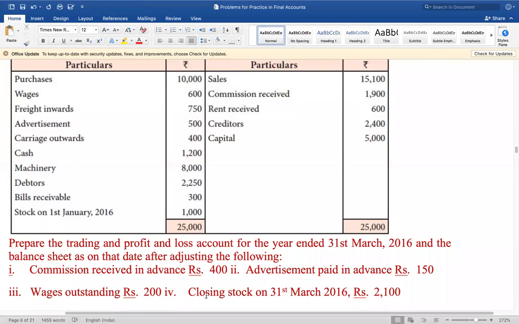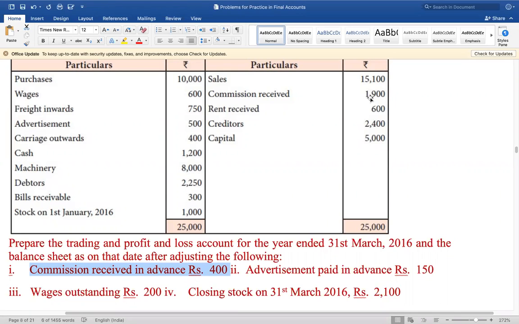Closing stock, I'm sorry, trading account. Closing stock of 2,100 you had to take in the trading account. Okay, that's it. Now let's look at this adjustment 1. Commission received in advance 400. What do you do with this 400? You take this 400 and deduct from commission received.